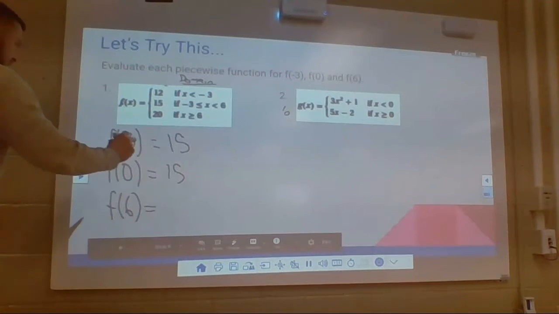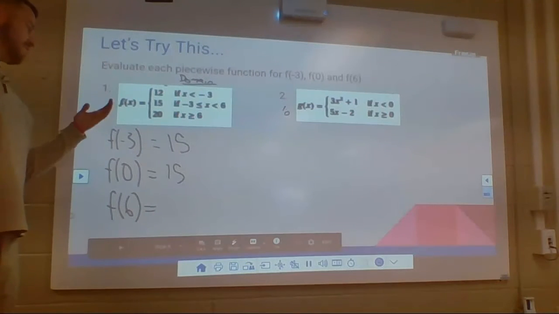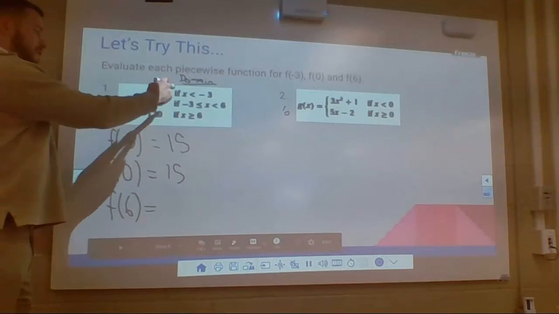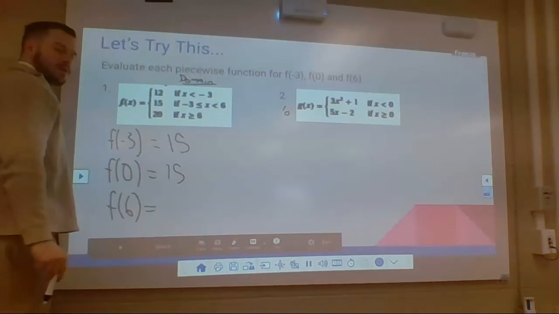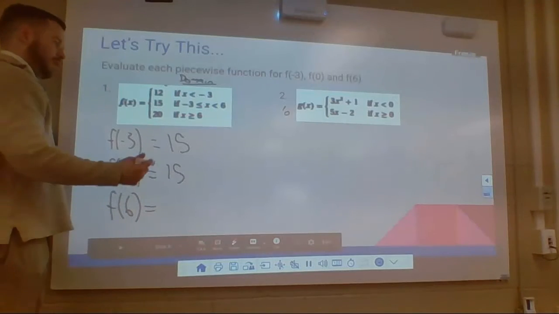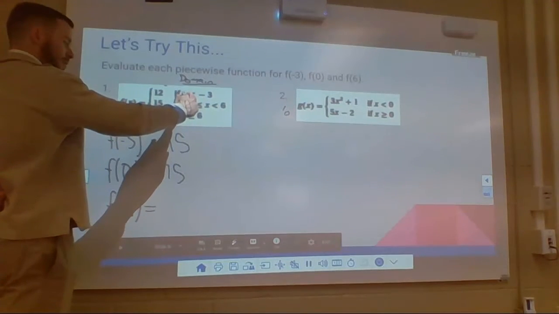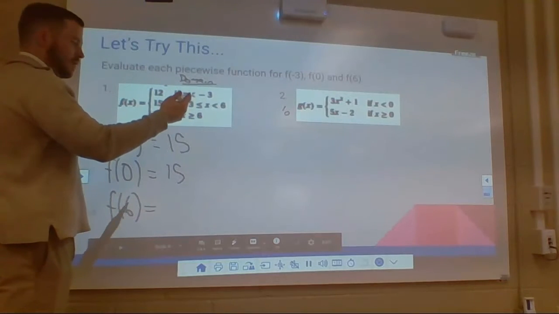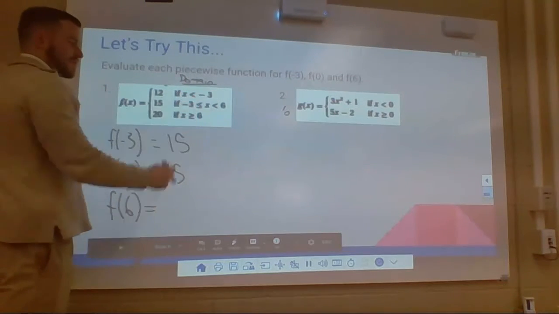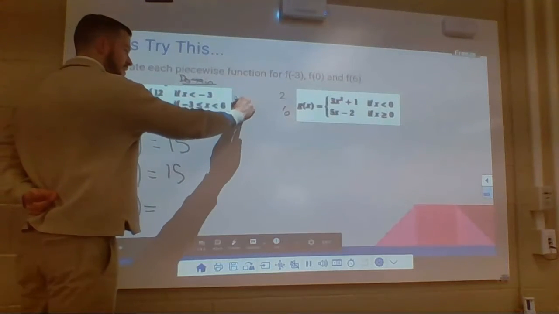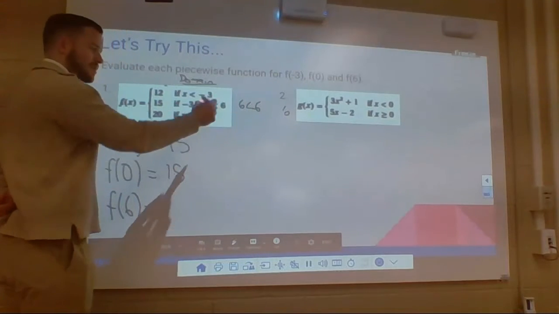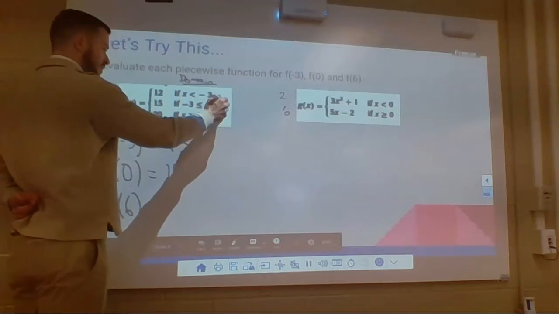Let's figure out what f of 6 is. So which domain would this be true for? Is 6 less than -3? No, it's greater than -3. Is 6 greater than or equal to -3? Yes, it's greater than -3. But is it also less than 6? Is 6 less than 6? No, it's equal to 6, right? So this domain's not going to work.